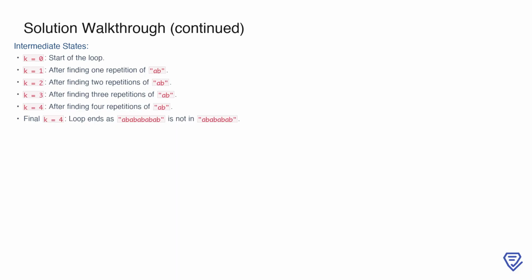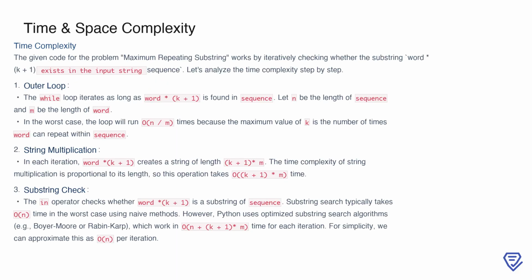in the sequence. To analyze the time complexity of the solution for the maximum repeating substring problem, we start with the outer loop. This loop continues to execute as long as the constructed string word asterisk, k plus 1, is found in the input string sequence. Here, n represents the length of sequence and m represents the length of word. In the worst-case scenario, the loop will run approximately n/m times, which corresponds to the number of times the word can repeat within the sequence.